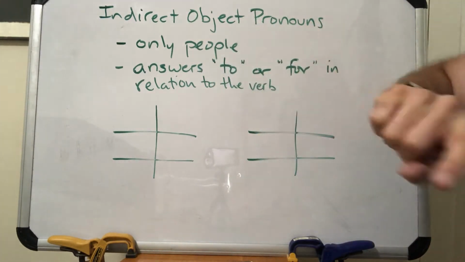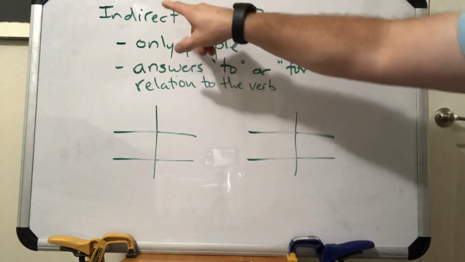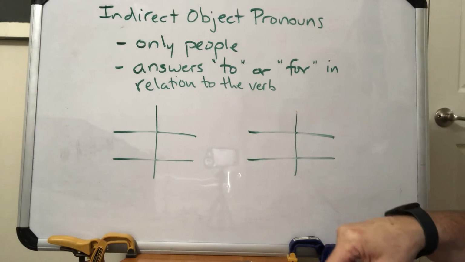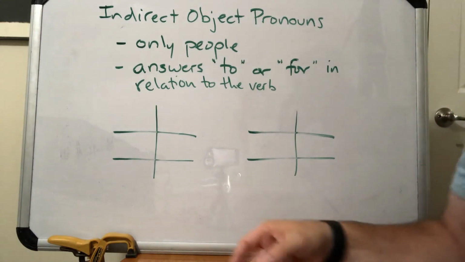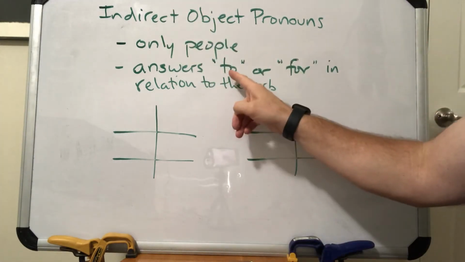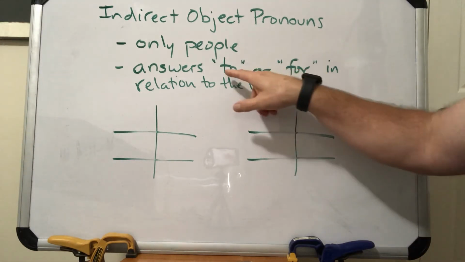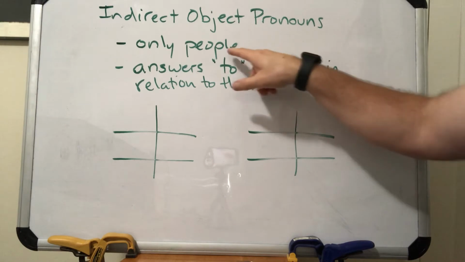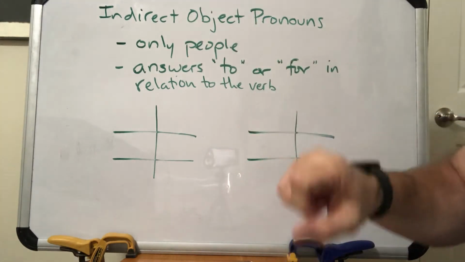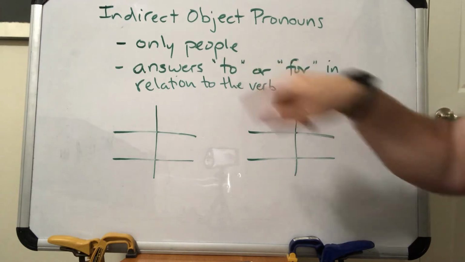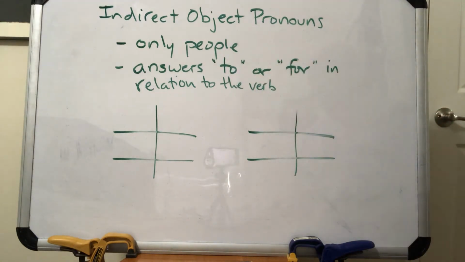The way you distinguish between the indirect and the direct is that an indirect answers to or for in relation to the verb. So if you say give these to her, this is indirect because it has the word to in it. These are for my mom. If it doesn't have the word to or for and it's a person, then it's going to be direct. But if it's a person and it answers the question to or for in relation to the verb, then it's going to be indirect.